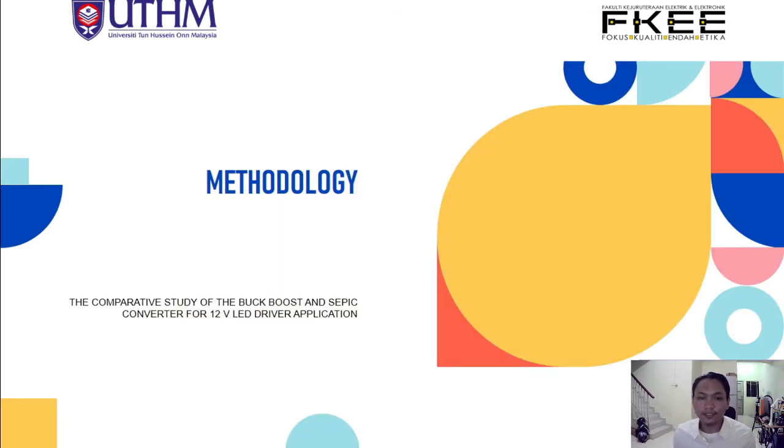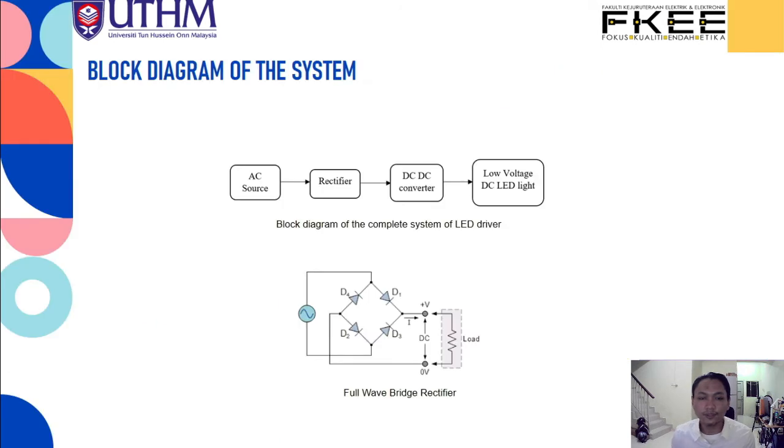Next is the methodology. Okay, for the methodology, this is the block diagram of the system, starting from the AC source to the rectifier. The rectifier functions to convert the AC voltage into the DC voltage, and the DC-DC converter functions to convert the high input voltage into the low output voltage. Okay, next, this is the full wave rectifier that I will use.